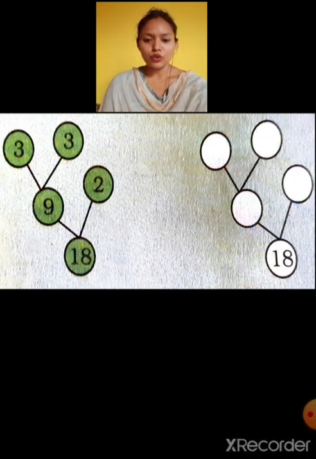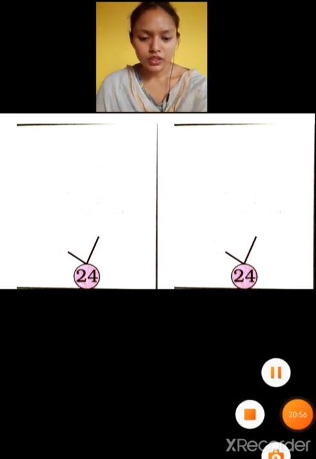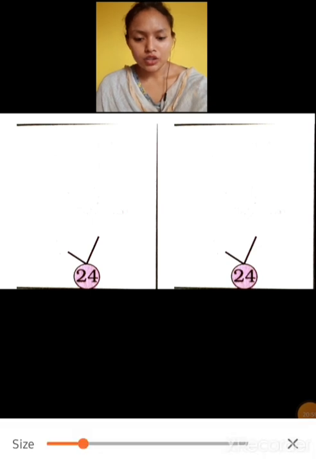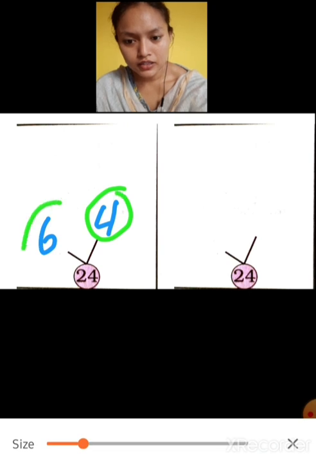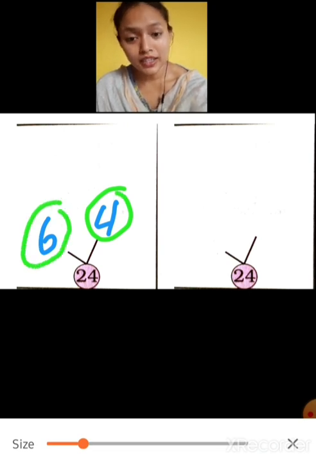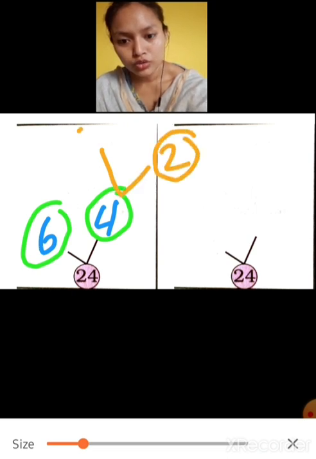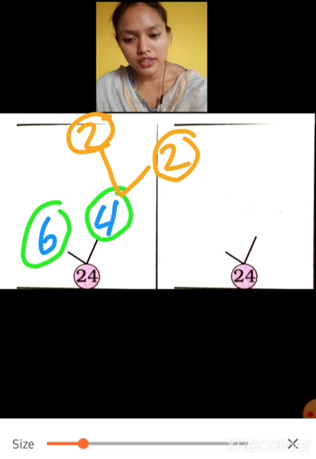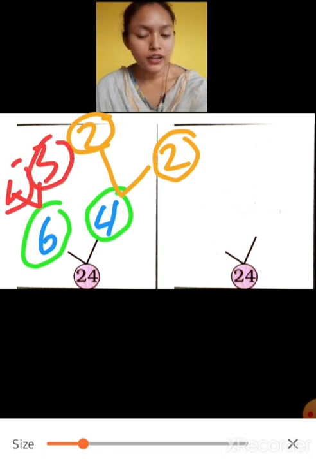Now if I take one more, 24. We'll do it for 24. Here in case of 24 you can do 6 into 4. 6 4s are 24. We'll circle it. Now 4 can further be extended. Yes, it can be extended. How will it extend? 2 multiplied by 2. Yes or no? Now what about 6? It can be extended. How can it be extended? It will be 3 multiplied by 2. So this is a factor tree.